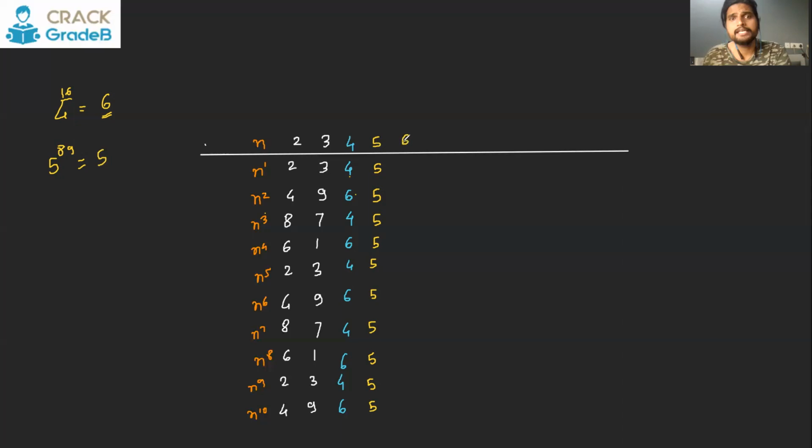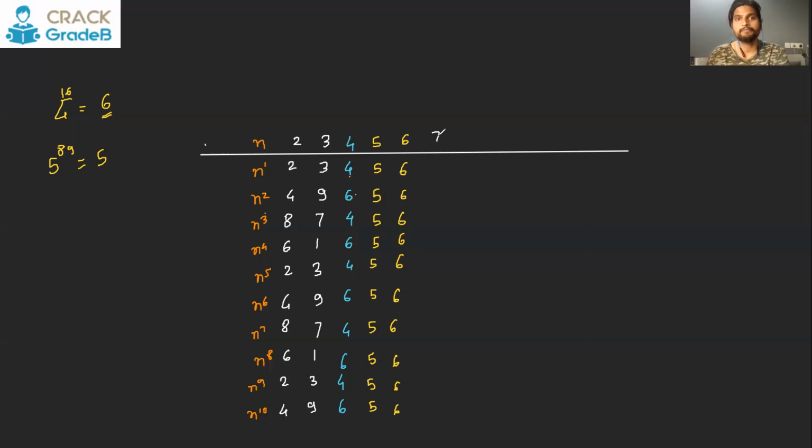Same is the case with 6. 6 raised to power 1 is 6. 6 into 6 is 36, so 6. So everywhere it is going to stay 6. So the last digit is going to stay 6 throughout.